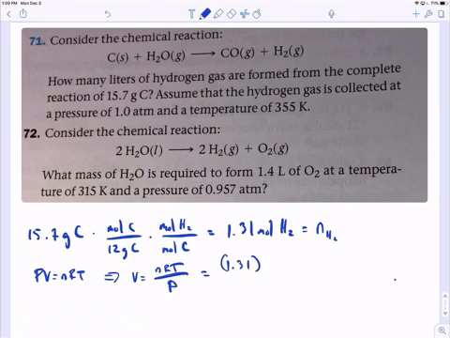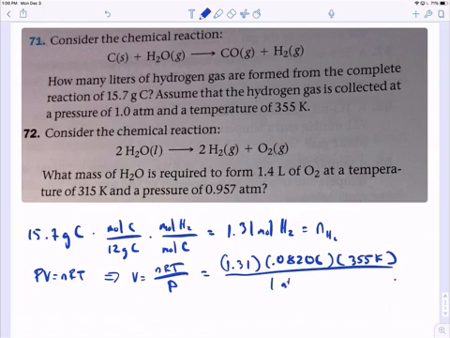1.31, which we just solved, times 0.08206 liter atmosphere per mole Kelvin, temperature 355 Kelvin, all over 1 atmosphere. And this is 38.1 liters.